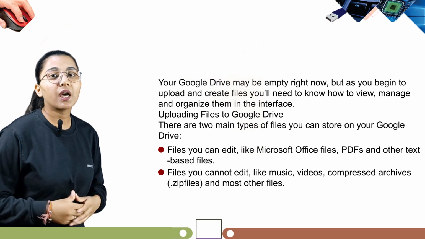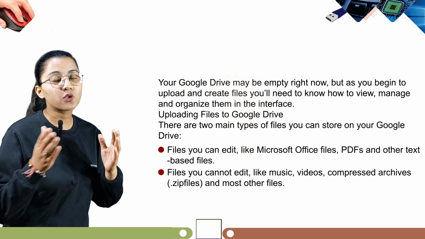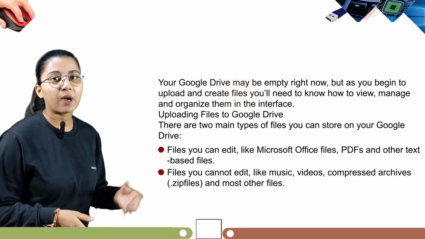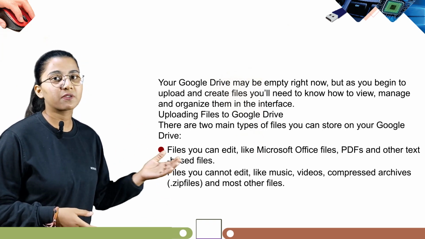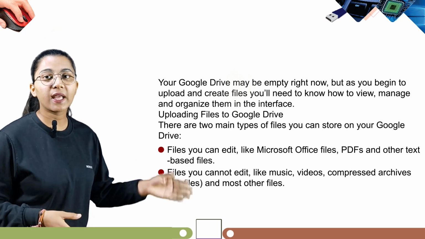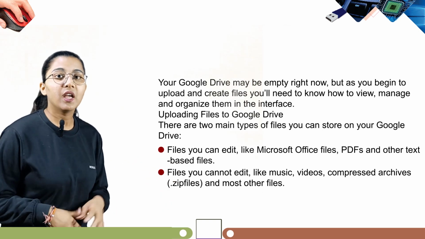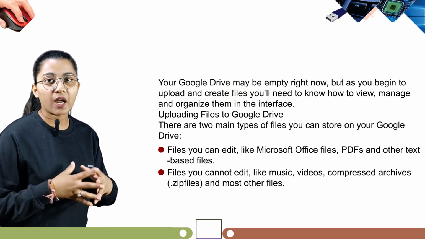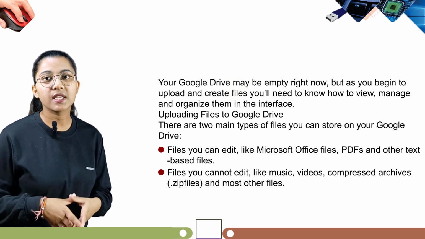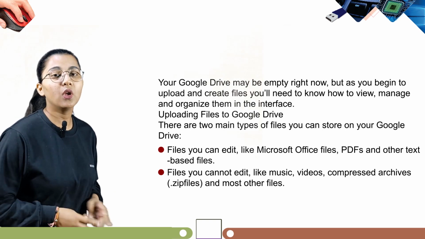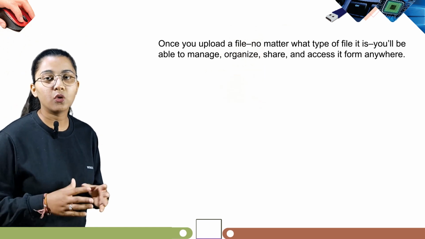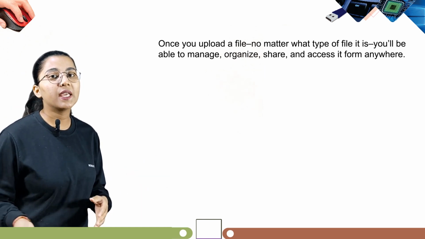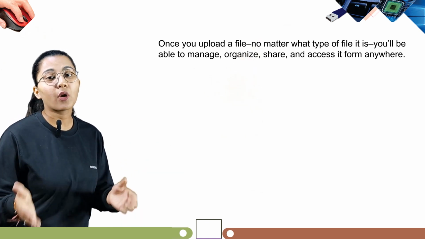So there are two main types of files you can store on Google Drive. So first is files you can edit like Microsoft Office files, PDFs and other text-based files. Then we have files you cannot edit like music, videos, compressed archives, that is zip files, and most other files. Now, once you upload a file, no matter what type of file it is, you will be able to manage or organize, share and access it from anywhere.